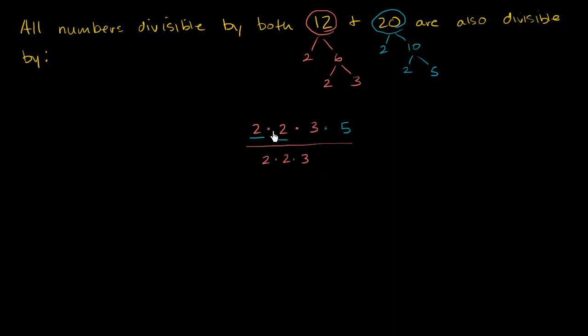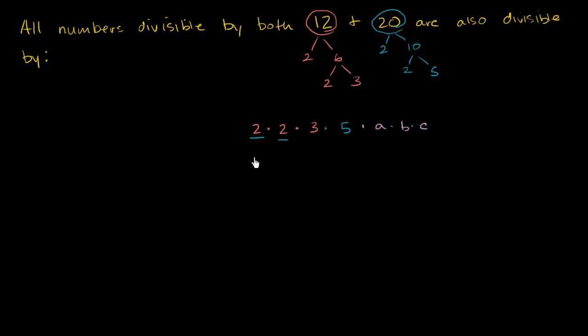And this number right here is 60. It's 4 times 3, which is 12, times 5. It's 60. This right here is actually the least common multiple of 12 and 20. Now, this isn't the only number that's divisible by both 12 and 20. You could multiply this number right here by a whole bunch of other factors. I could call them A, B, and C. But this is kind of the smallest number that's divisible by 12 and 20. Any larger number will also be divisible by the same things as this smaller number.